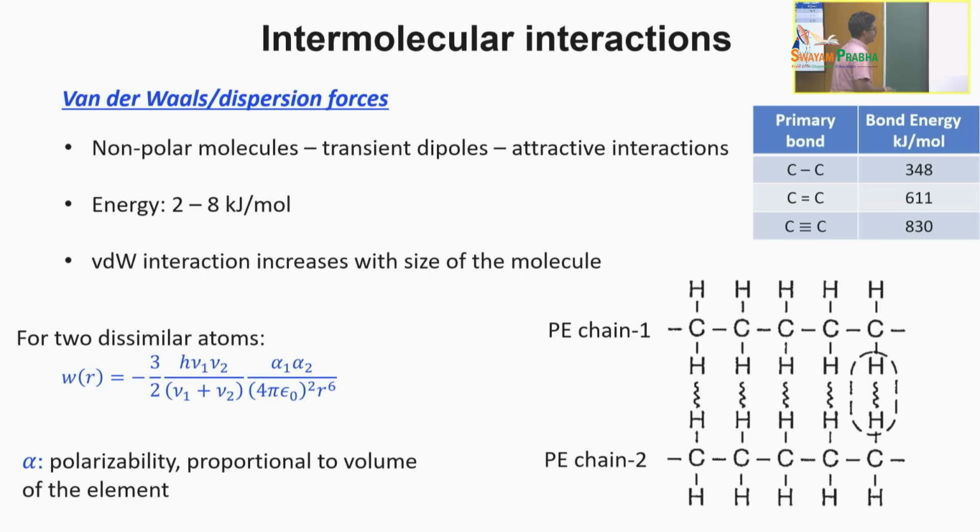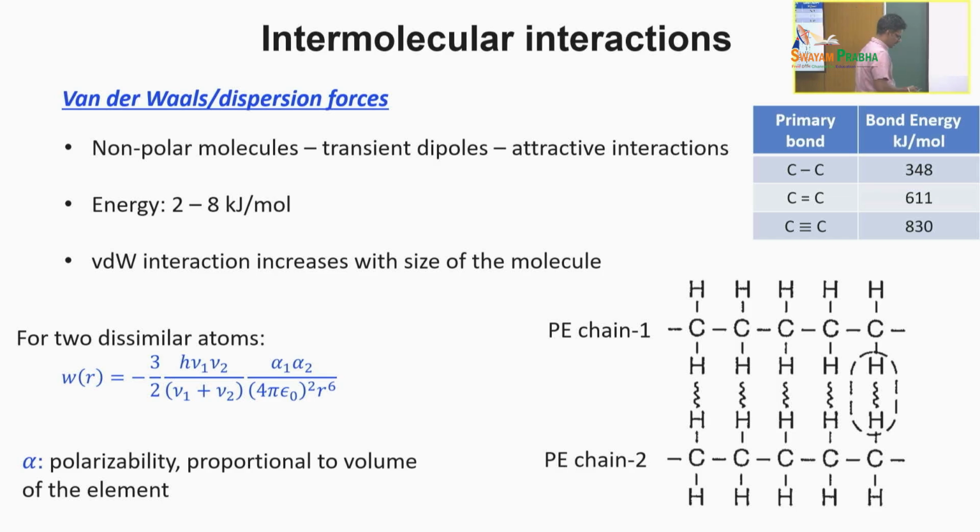Now, if you think about the energy scale, these van der Waals forces are very weak. The energy scale is roughly about 2 to 8 kilojoules per mole. If you want to compare this with the bond energy that we talked about in the last class, the primary C-C single bond has a bonding energy of about 348 kilojoules per mole. Very strong. Compared to that, van der Waals forces or dispersion forces are very, very weak, right? But they're there.